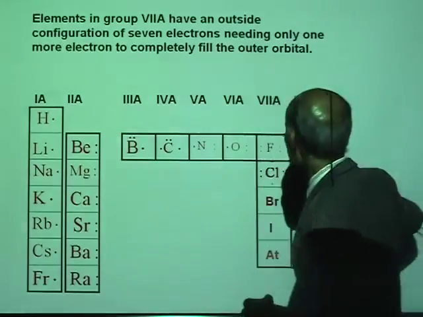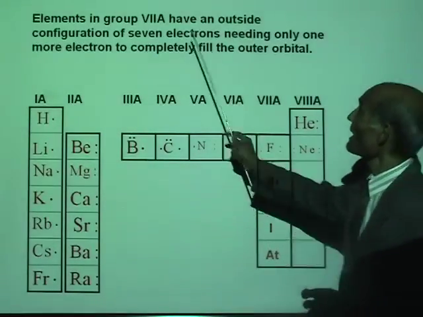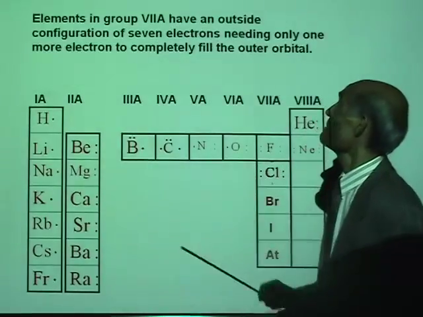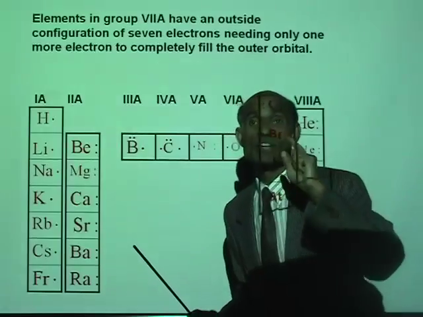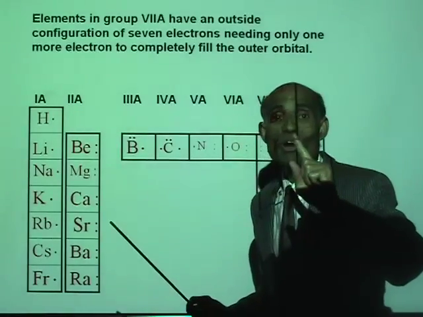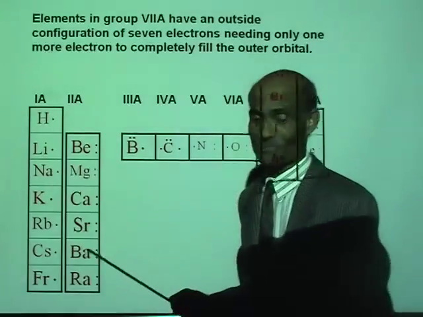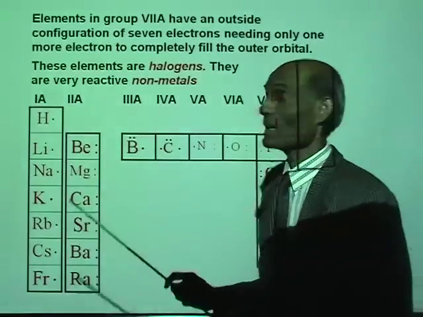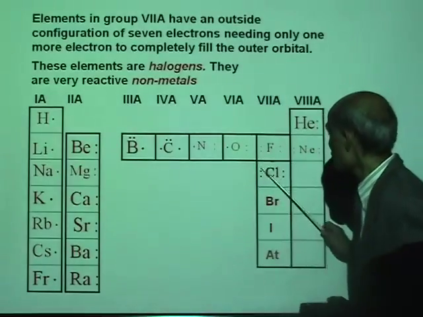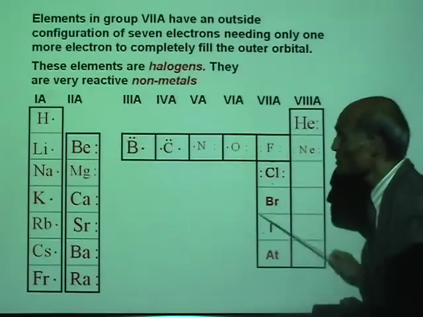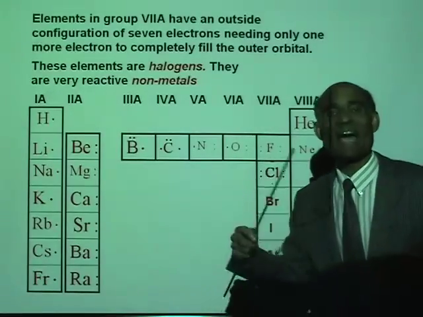So, what are these elements called? Elements in group 7A have an outside configuration of 7 electrons, needing only one more electron to completely fill the outer orbit. Now, these elements are called halogens. So, what is the name for this group of elements? This group of elements is called halogens.